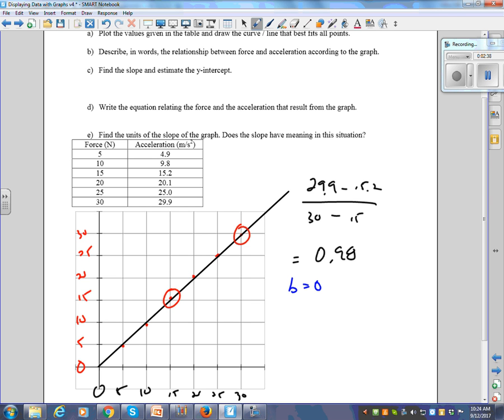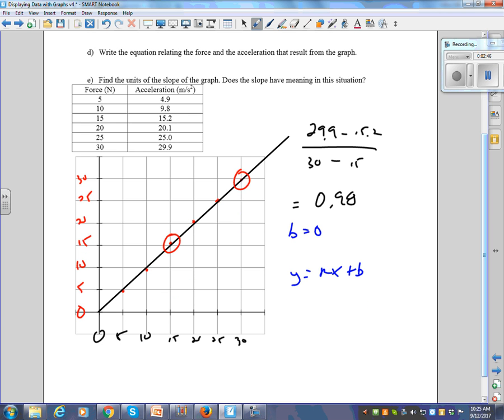And to write the equation relating to the force, it's going to be y equals mx plus b, or y equals the slope, 0.98x plus b, which is plus 0. And I guess really you should use, instead of y and x, on the y here we've got the acceleration, and the x is the force, right? So really, instead of y, we should have a equals 0.98, and the x is F. Do I need to have plus 0? No.